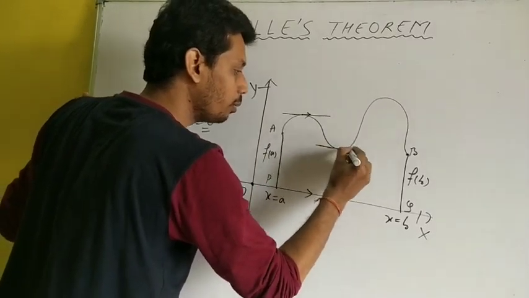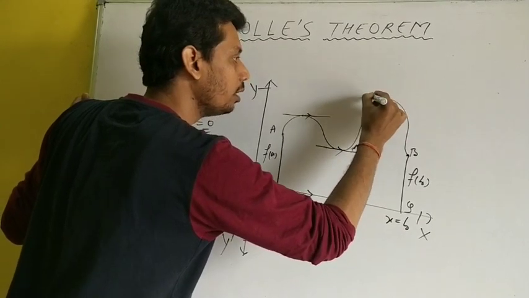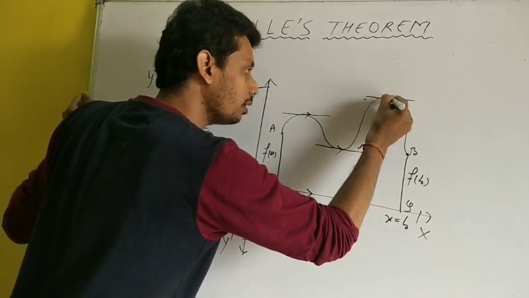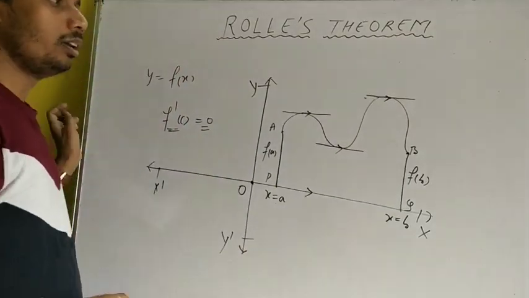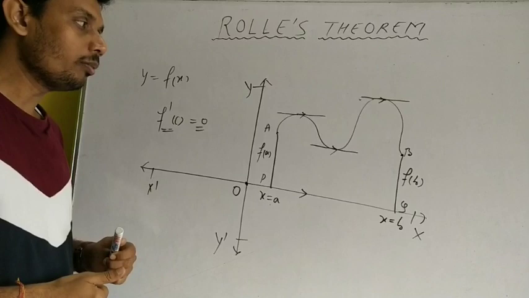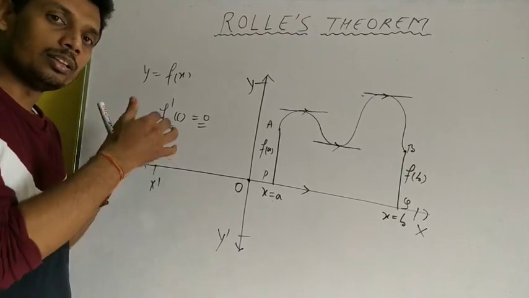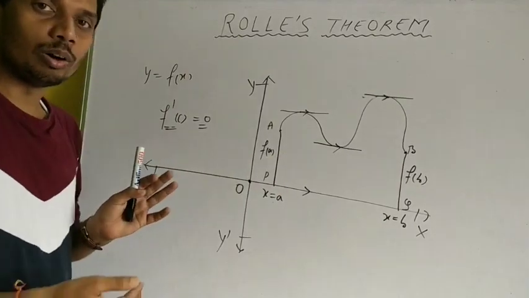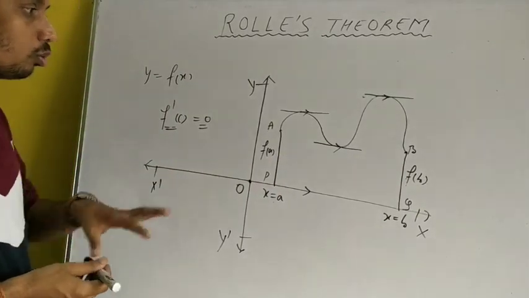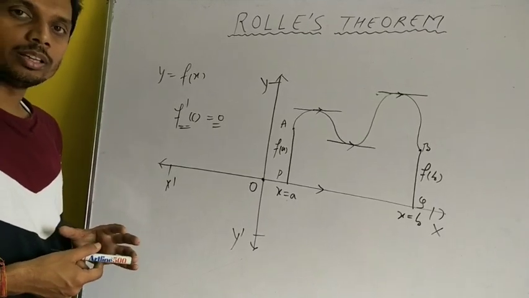It can be more than one also, but at least one is necessary. If these three conditions hold, then we will get at least one tangent at the point c which is parallel to the x axis. This point can be more than one also. So this was the geometrical interpretation of Rolle's theorem.